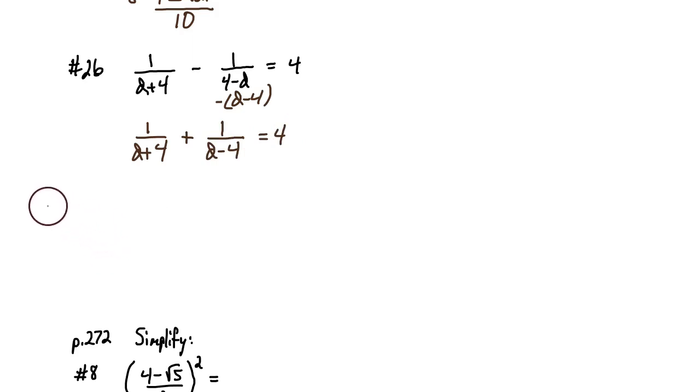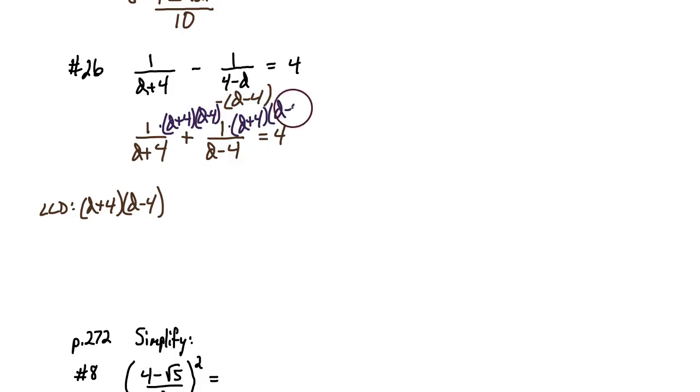The next thing we need to do is figure out the lowest common denominator. It looks like it's going to have 2 factors in it. The d plus 4 from the first fraction and d minus 4 from the second fraction. Let's times the first one by that LCD. Times the second one by the LCD. And times the thing on the right by the LCD.